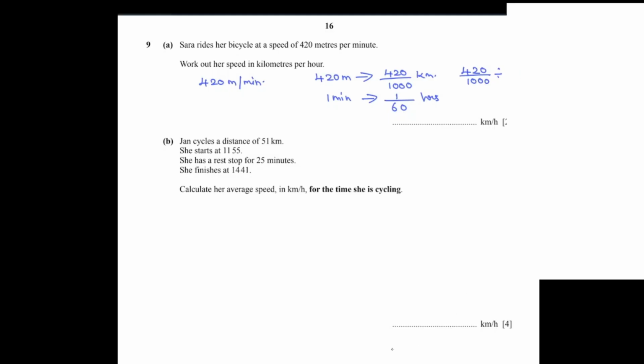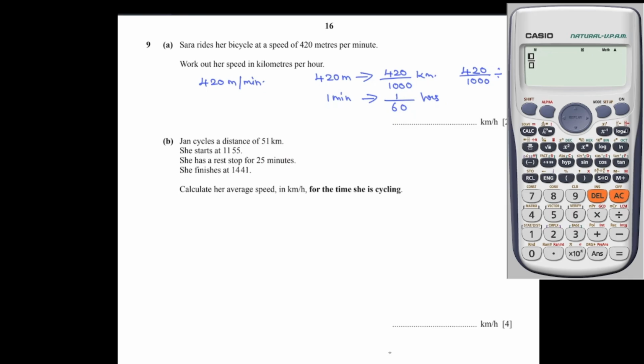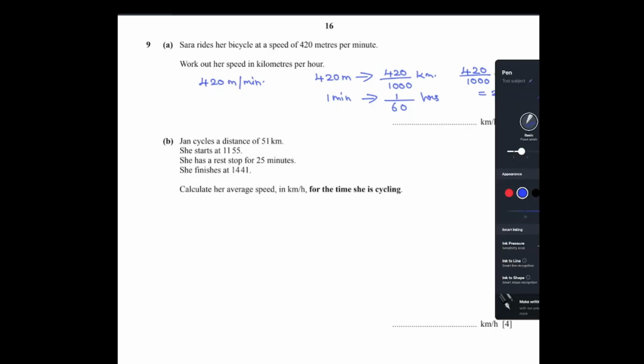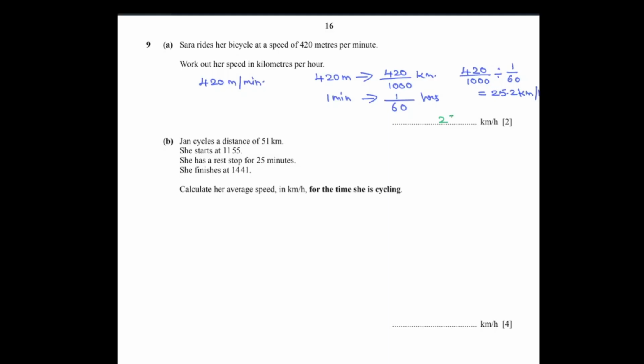Find out. 420 by 1000 divided by 1 by 60. 25.2. So the answer is 25.2 kilometers per hour. This is the answer. Question number A is done.